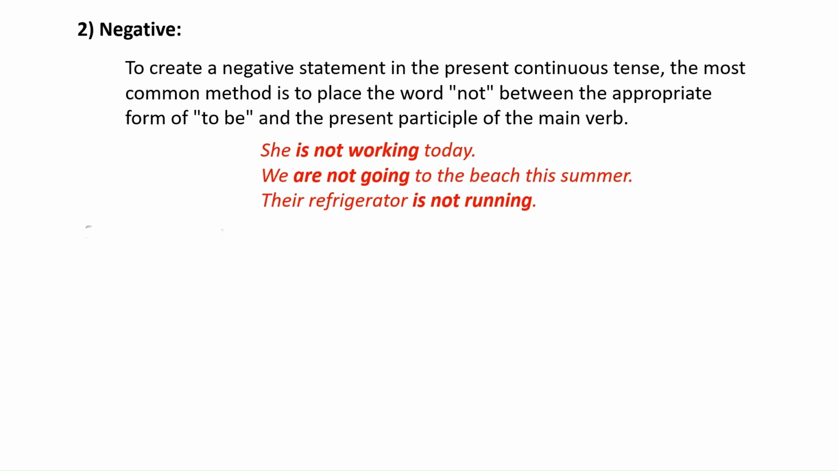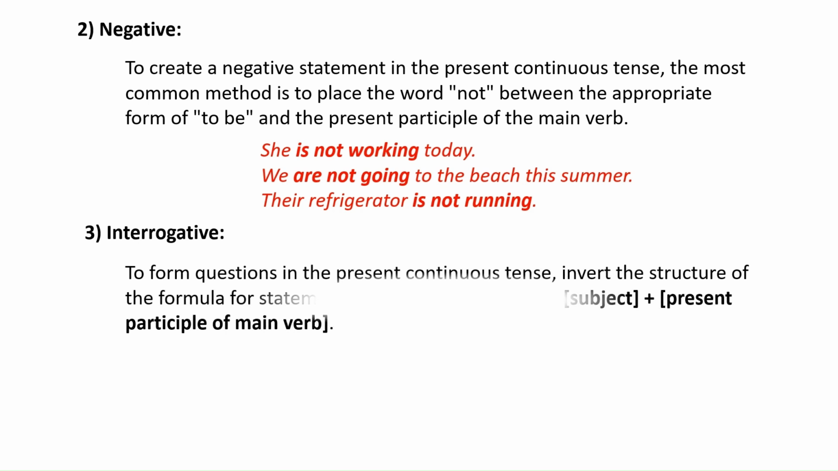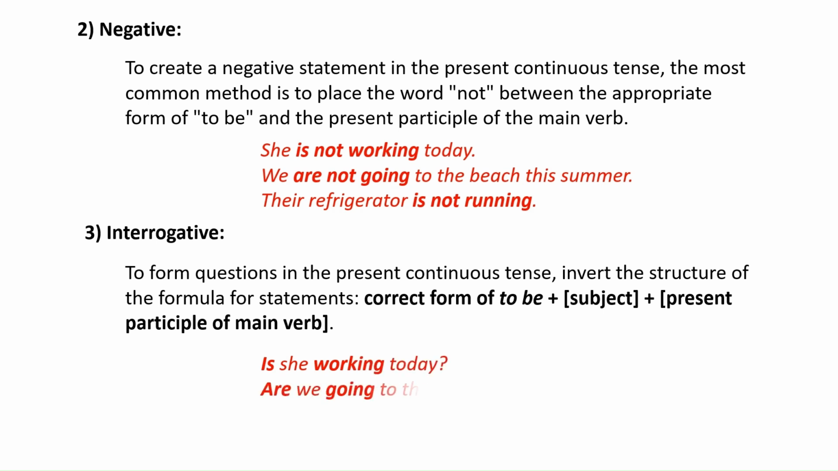And to form a question in the present continuous tense, we reverse the positions of the subject and the auxiliary verb be, and not to forget the question mark at the end of the sentence. Examples: 1. Is she working today? 2. Are we going to the beach again this year? 3. Is the refrigerator running yet?